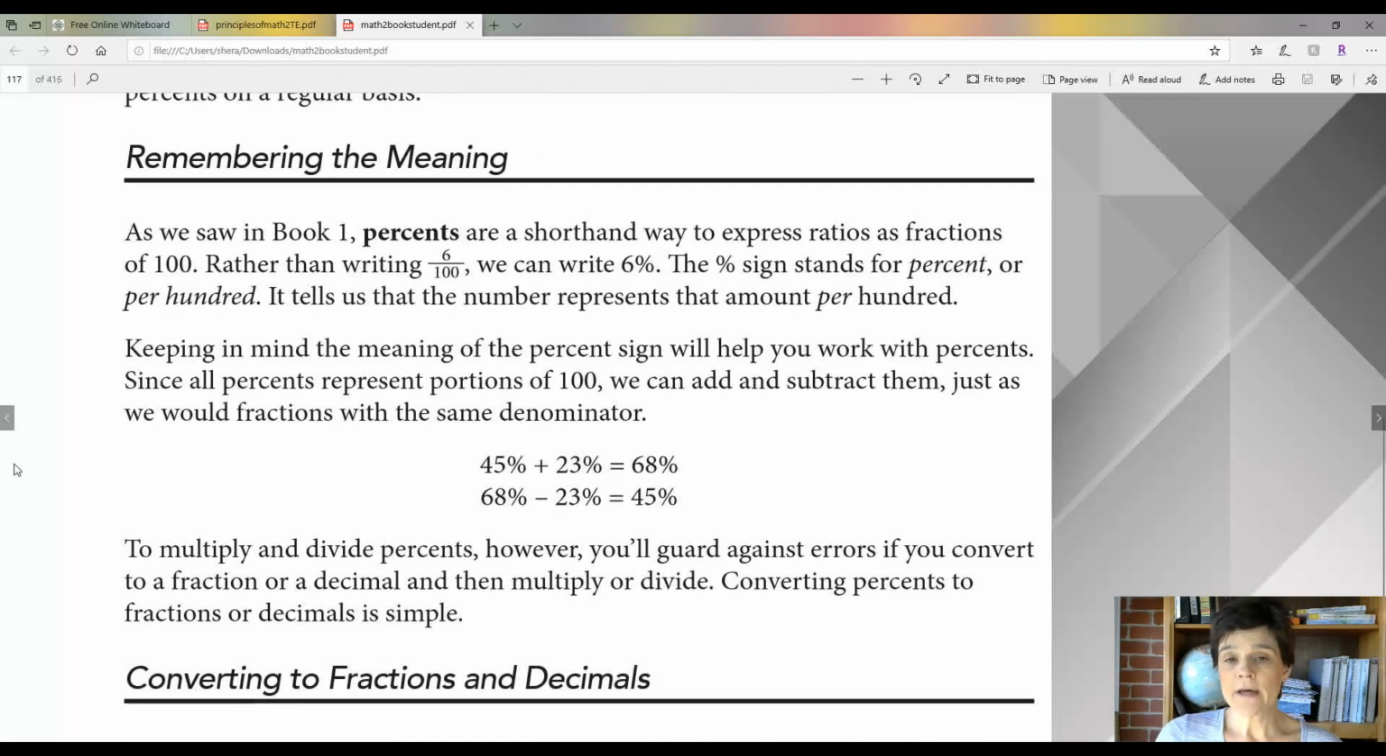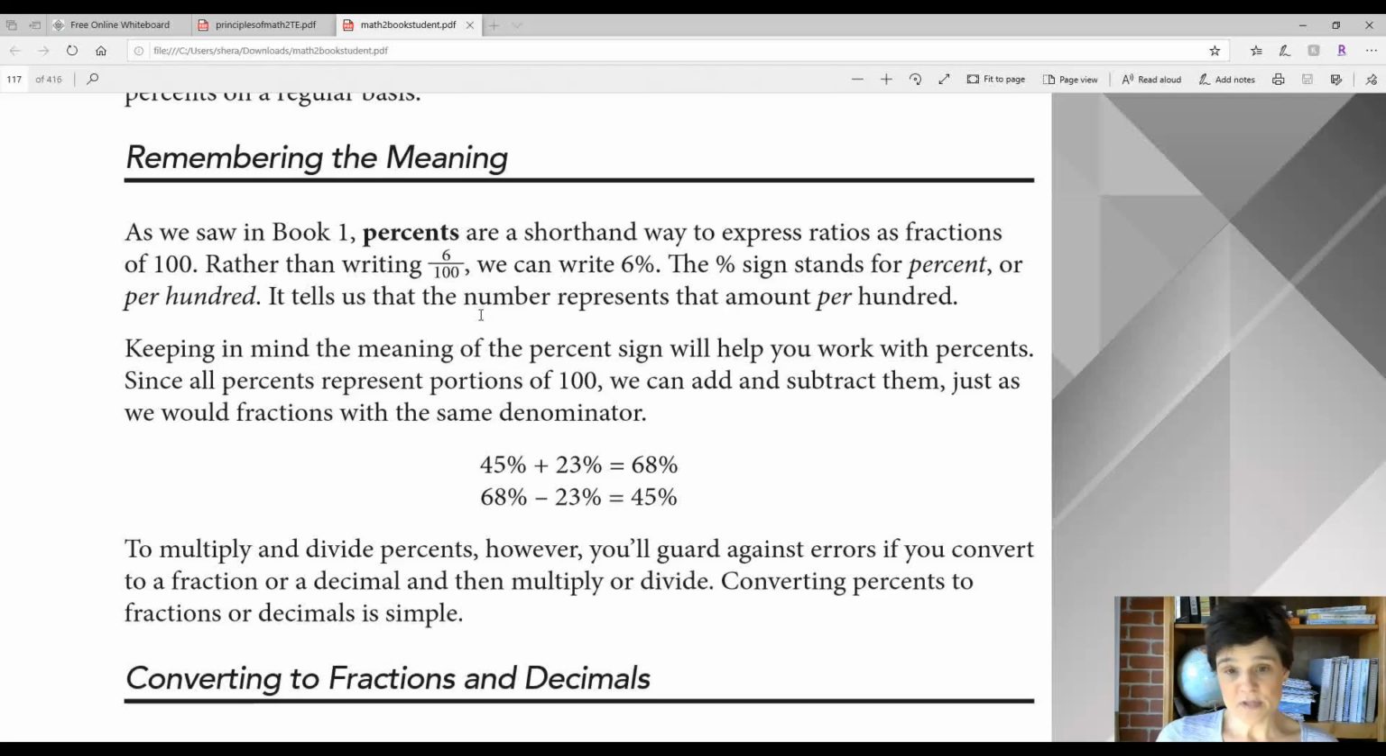So remember what the word means. As we saw in book 1, percents are a shorthand way to express ratios as fractions of 100. So rather than writing 6 100ths, you could write 6%. The percent sign stands for percent or per hundred. It tells us that the number represents that amount per 100. So keep in mind the meaning of the percent sign. That'll help you work with percents.